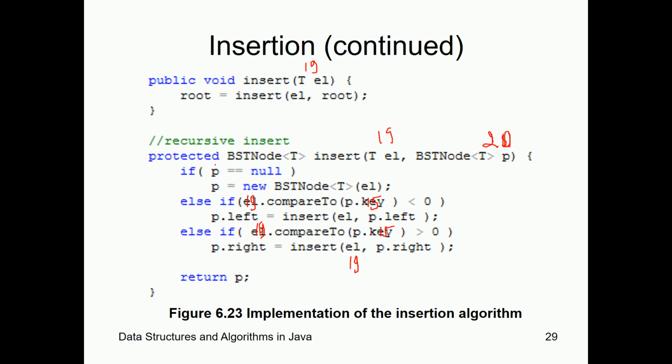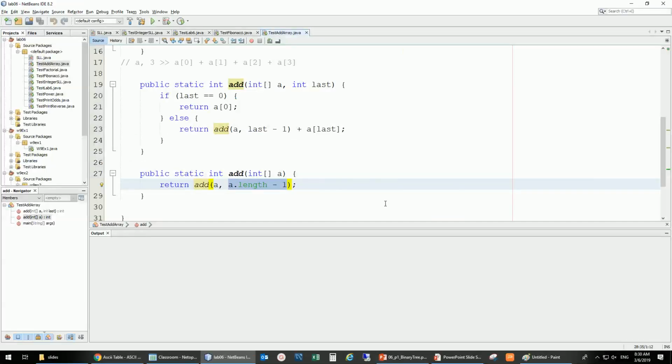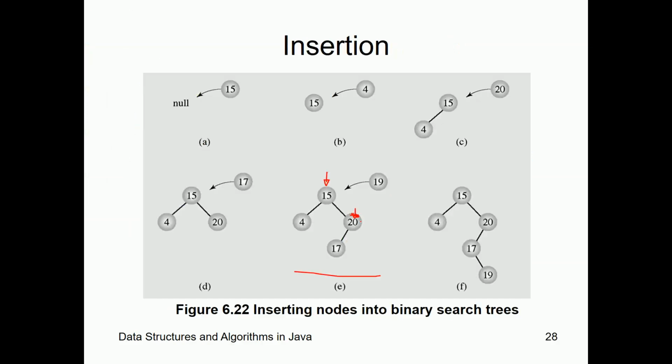And I'll get inside. Is this node n null? No. So now the question is, is 19 smaller than 20? Yes. So I'll get inside. I'm going to call left of the 20. What is the left of the 20? So I'm going to call now with this 17.